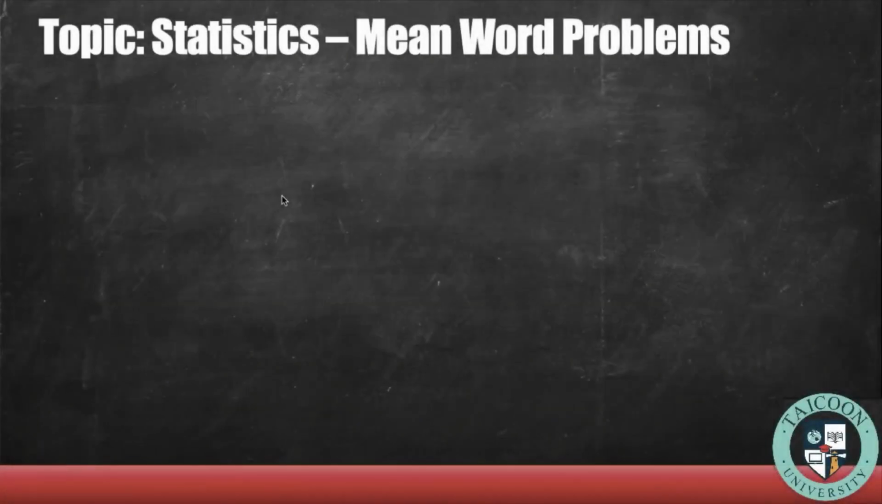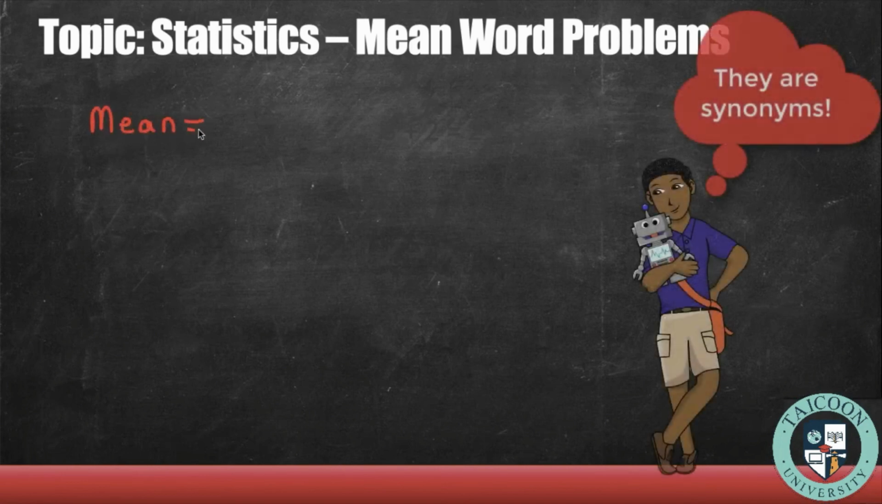In this video, we will review mean word problems. When we think about the word mean, it is actually a part of the field of statistics, where we are given tools to evaluate data sets. Mean also has an equivalent word called average. You might be a little bit more familiar with the term average, but guess what? They actually mean the same thing.